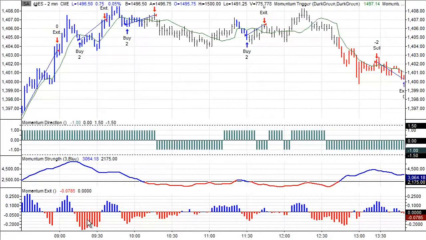We do not pay attention to the value of this indicator. All we want to know is, is it positive or negative, and I'm going to show you exactly what I mean by that when I show you how the buy setups and the sell setups come into play.